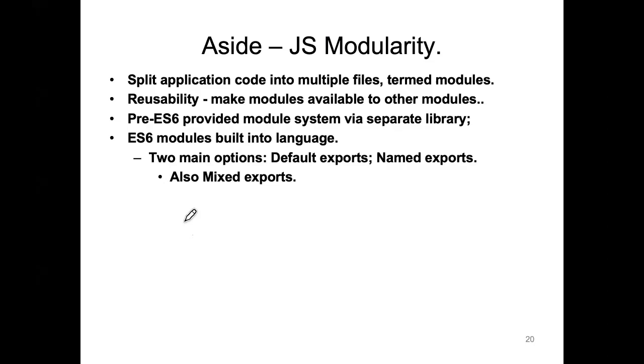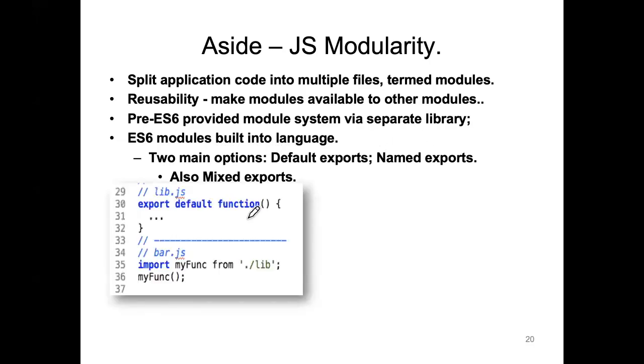Now, before ES6 JavaScript came along, we could modularize our JavaScript code, but we had to use a third-party library to facilitate modularization. Whereas from ES6 onwards, i.e. 2015 onwards, modularization has been built into the JavaScript language. And there are 2 options available to you in terms of how you link one module to another, or how you import one module from another module. There's the default export option and the named export option. And I'll give you an example of both of those.